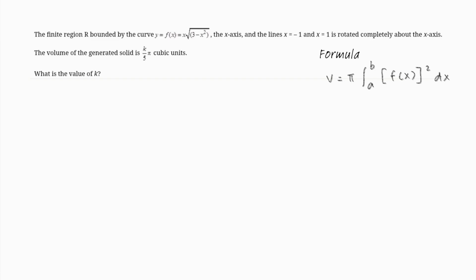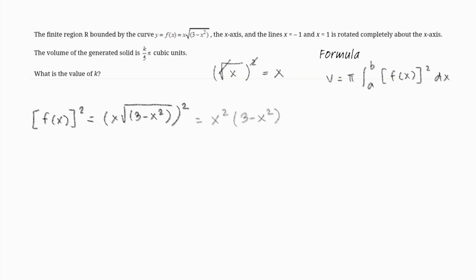So let's apply the formula to our given function. f of x squared equals x times the square root of the quantity 3 minus x squared. Now, here's the trick. Squaring a square root, just delete it. So, squaring the square root of the quantity 3 minus x squared will simply become 3 minus x squared. So, our new function after squaring it all will become x squared times 3 minus x squared.